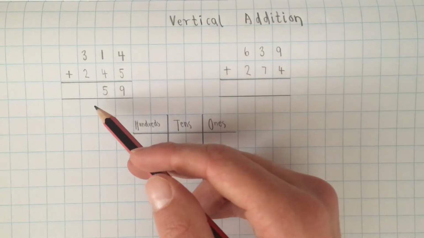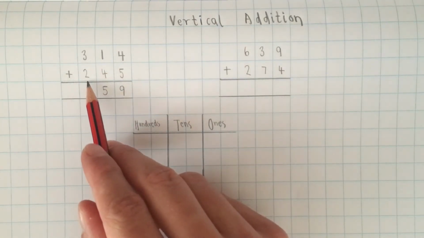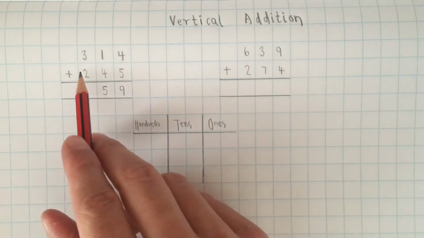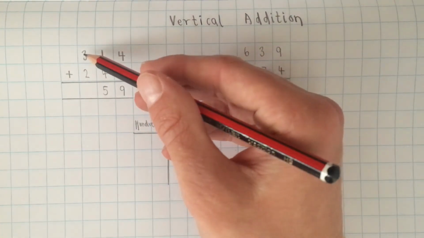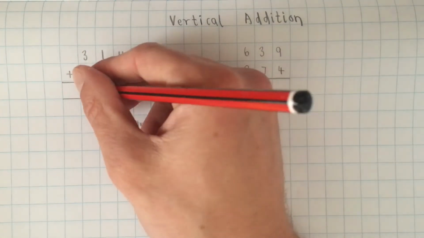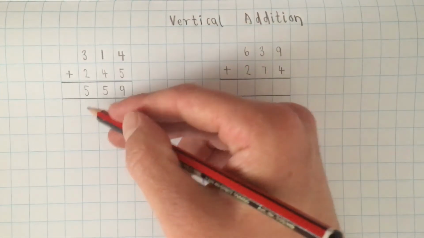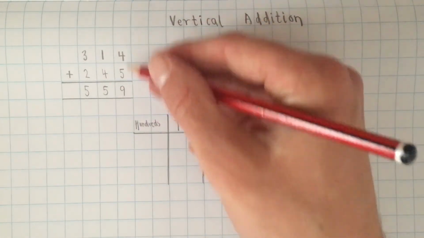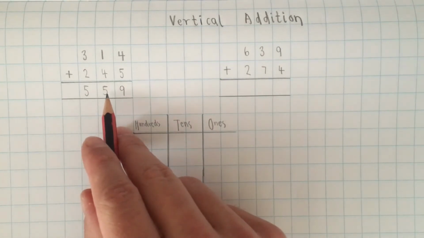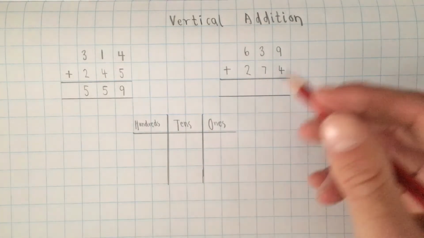Now we go to the hundreds column. We have 300s here and 200s here, so we're going to be adding 300 and 200. So 3 and 2, or 300s and 200s, is 500s. That gives us an answer of 500s, 5 tens, 9 ones, or 559. So that's your basic vertical addition where there's no carrying. I'm going to show you what carrying is now.